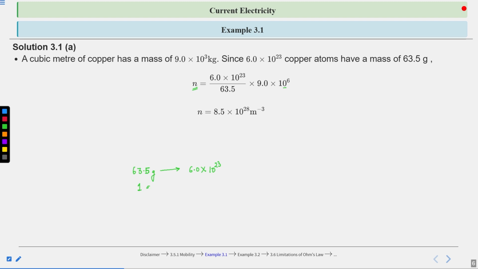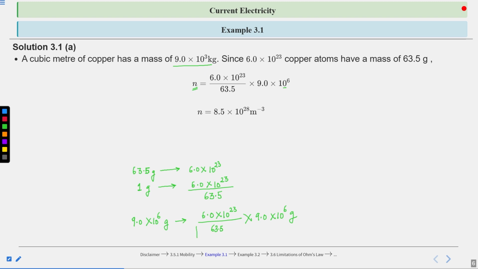Okay, so 1 gram of copper will have how many atoms? 6.0 into 10 to the power 23 upon 63.5. Now this amount of 9 into 10 to the power 3 kg, or we can say 9.0 into 10 to the power 6 gram of copper, will have how many atoms? 6.0 into 10 to the power 23 upon 63.5 into 9.0 into 10 to the power 6 atoms.